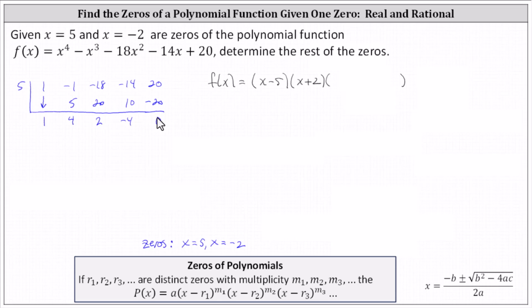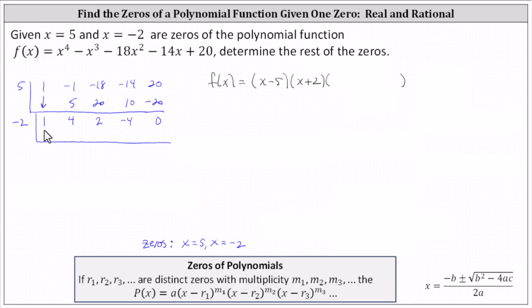This last line here indicates if we divide the degree 4 polynomial by x minus 5, the remaining factor would be x cubed plus 4x squared plus 2x minus 4. We can now use these coefficients to divide by x plus 2 using the value of x equals negative 2. So we'll go ahead and stack the synthetic division. And again, now use the value of negative 2.